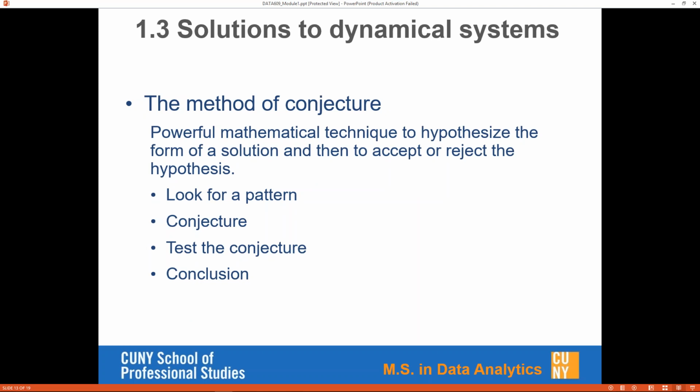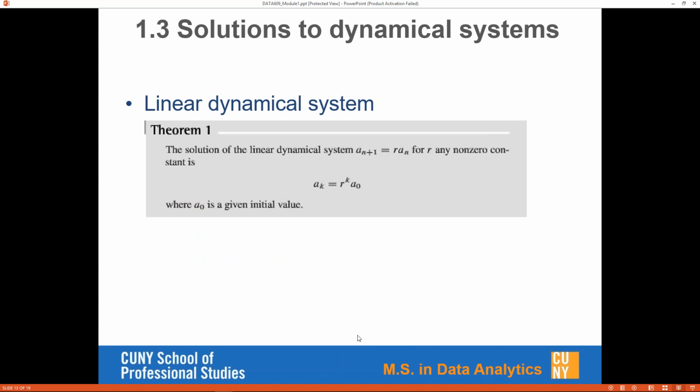And then we want to see how you can solve that problem. For any sort of problem that you have, what can we do? You want to look for a pattern. You want to come up with some sort of conjecture right after that. Oh, this one looks like a linear relationship, and then I can model it as linear. Then you use some sort of statistics to test, is this really linear? If it is, you come up with a conclusion: yes, it is linear, because I tested with statistics, and there is sufficient evidence, statistically speaking, to support my conjecture that it is indeed a linear relationship. That is the method of conjecture, a powerful mathematical technique to hypothesize the form of a solution, and then try to accept or reject the initial hypothesis that you had for that problem.